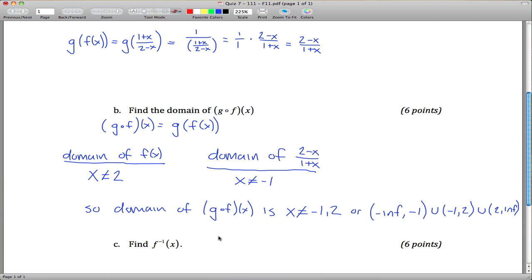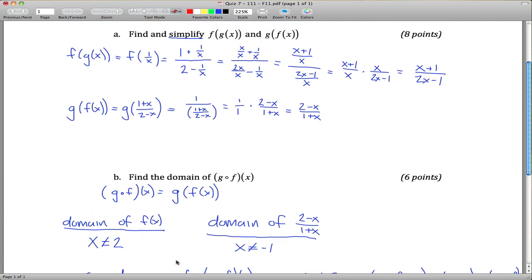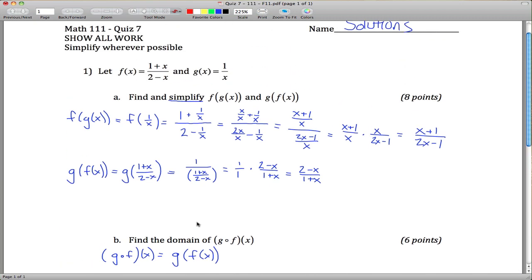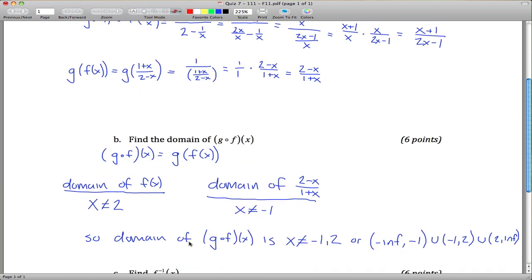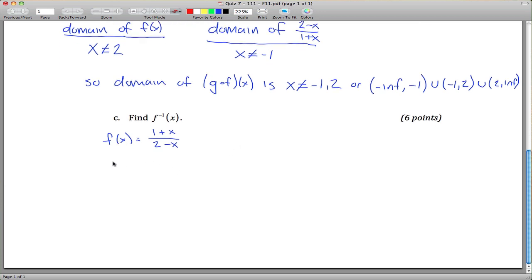And finally, the last part, we want to find f inverse of x. First of all, f of x was equal to 1 plus x over 2 minus x. The way you find the inverse function is step 1, you change f of x into a y. Step 2, you solve this for x. That's not easy to do because you got this fraction right here. What you want to do is get x all by itself.